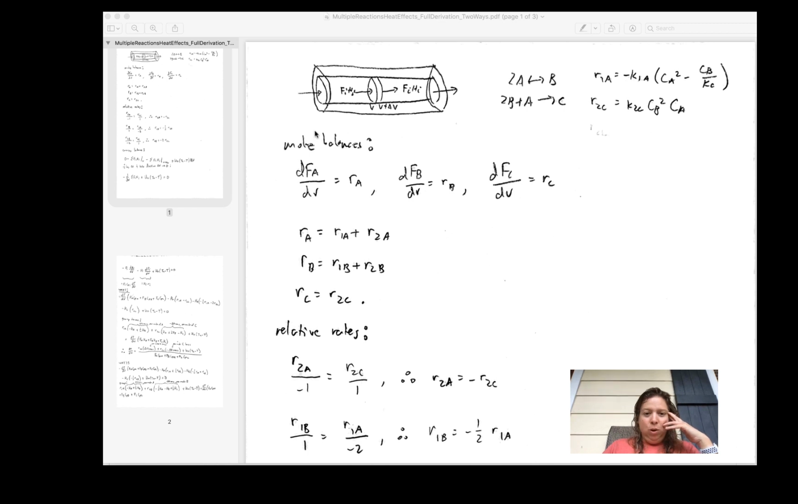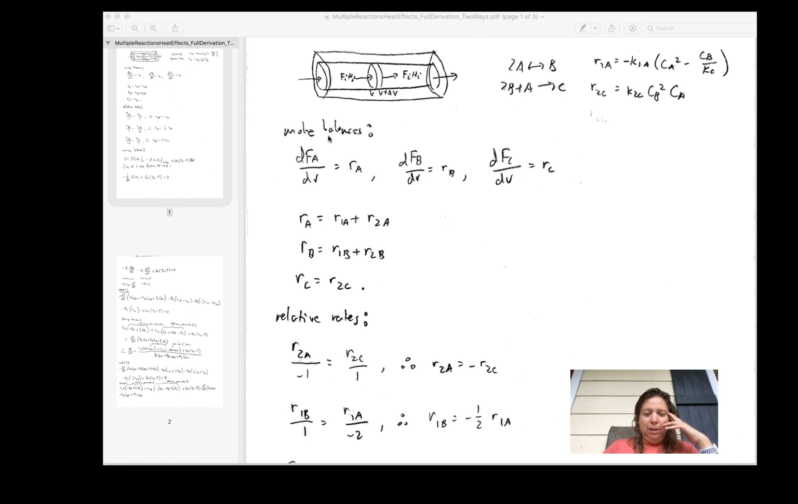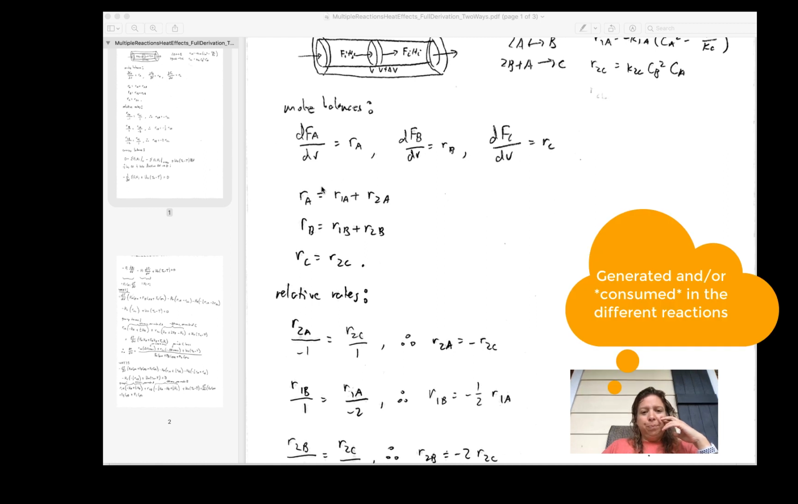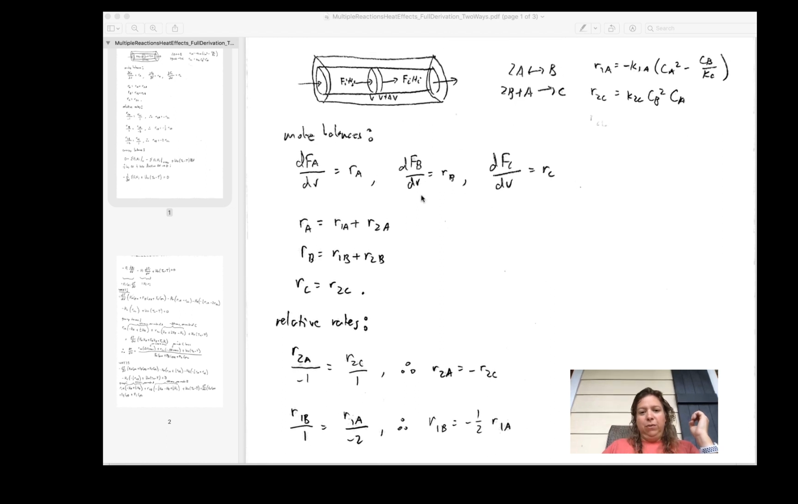So basically the mole balances for each species, those we can just write down as the PFR mole balances. Because we have multiple reactions, we have to account for the fact that the different species are being generated or formed in the different reactions. So for example, the rate of A is going to have contributions from reactions 1 and 2 because A is involved in both. Same with B, and then C is only formed in reaction 2, so it only has one term.